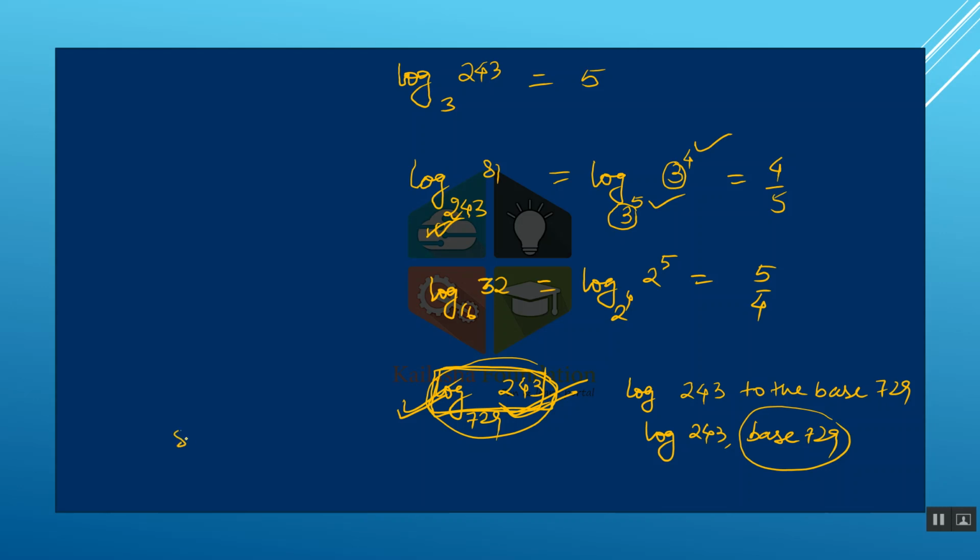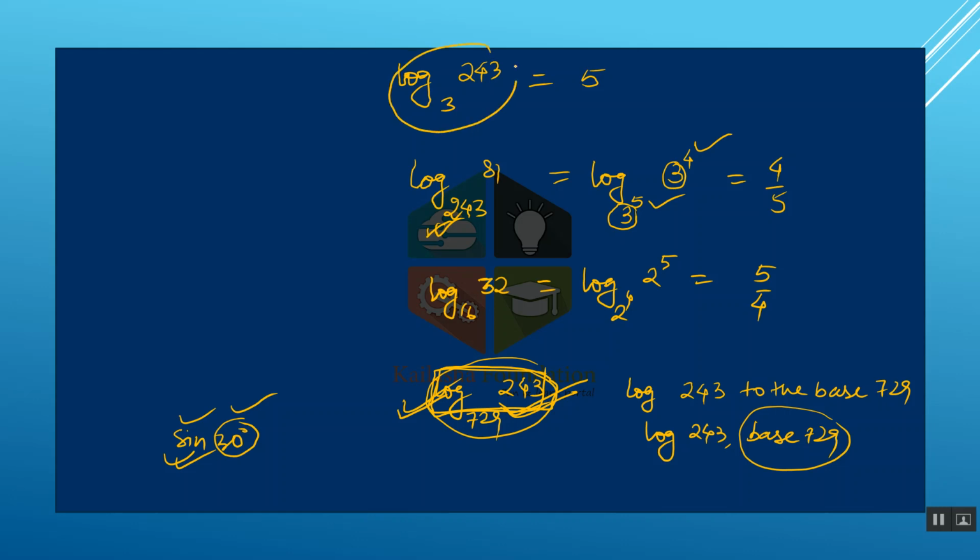For example, you say sine 30 degree. 30 degree is the input, sine is the function. So you always say sine then 30. In the same way, you say log then 243 because 243 is the input and log is the function. 729 is an additional information. 729 is the base. So you say in the end that base 729.